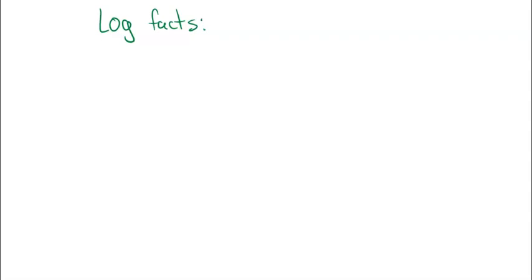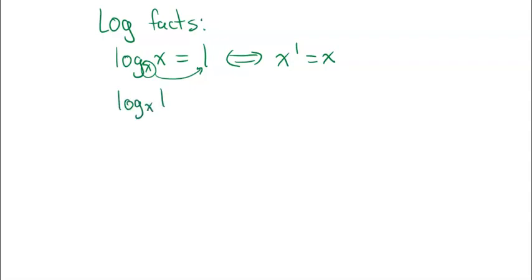The first one is that log base x of x equals 1. Well, what does that mean? It means x to the power of 1. So x to the power of 1 equals x, which makes sense. So it's got to be equal to 1. And then what about this one? Log base x of 1 equals 0. That is equivalent to saying x to the power of 0 equals 1.